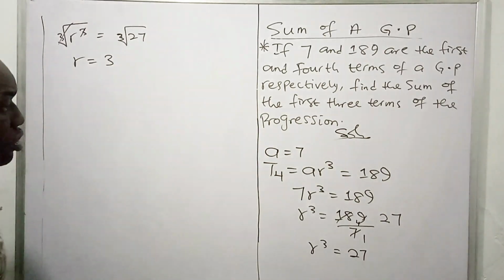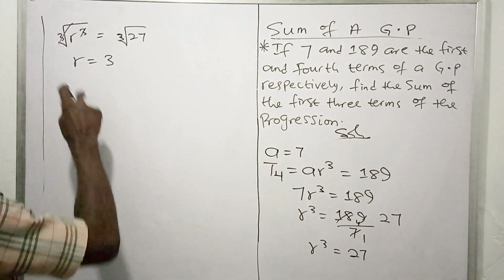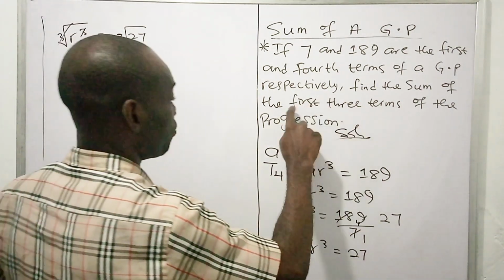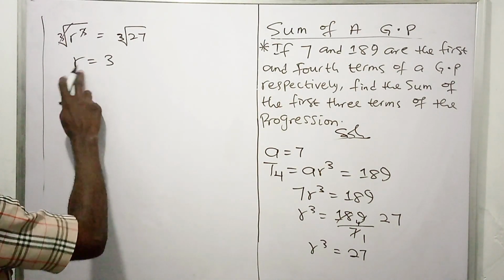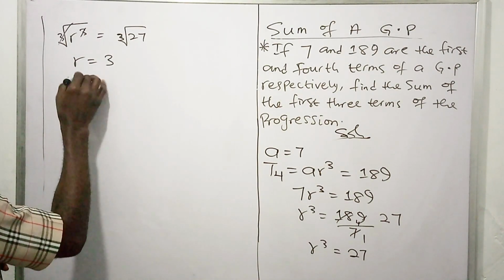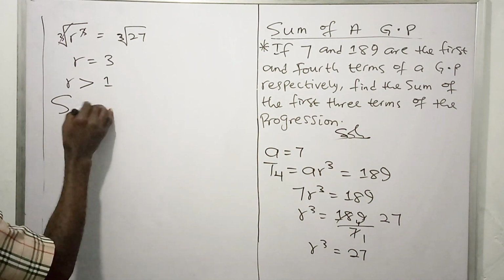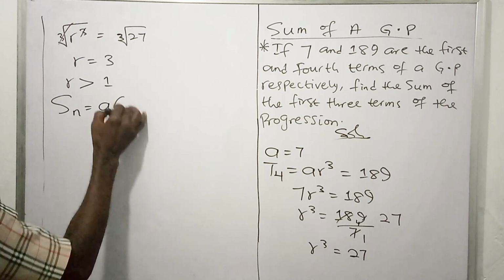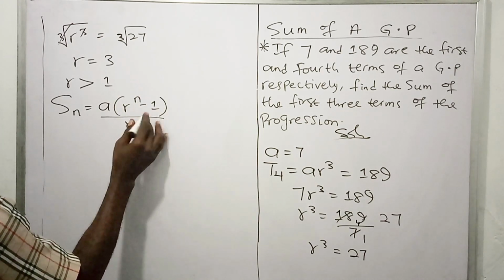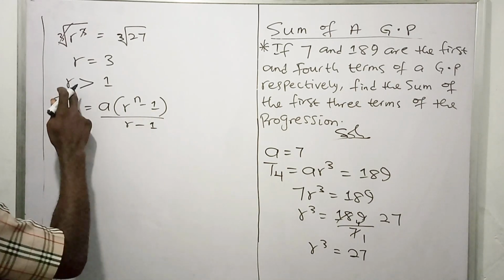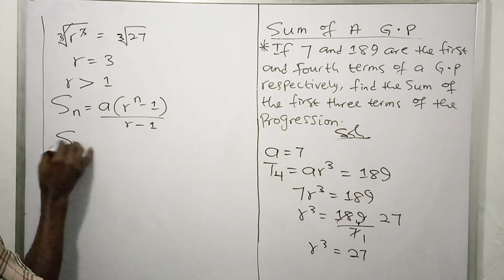Okay, so now we have the value of a, the first term, and we have the value of the common ratio, which is 3. We're asked to find the sum of the first 3 terms. Again, don't forget our value of r is greater than 1. So the formula we're using again is Sn is equal to a, in brackets, r to the n minus 1, over r minus 1. And this is only if the common ratio is greater than 1.